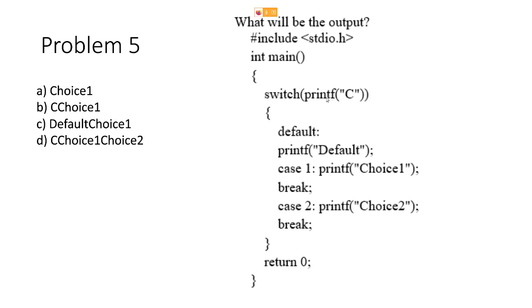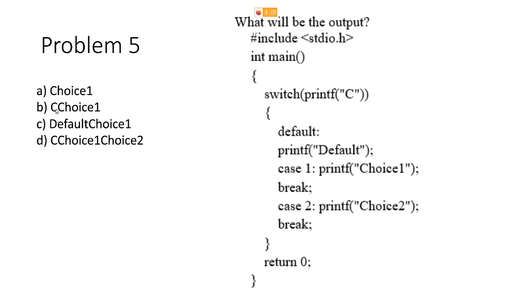No, but you forgot that it also printed C here, right? Is that clear? It printed C here. Then it returned 1. Then using that 1, you chose to execute case 1, where you printed choice 1. So the entire output of your program is C choice 1, which is option B. Is that clear? No, ma'am.